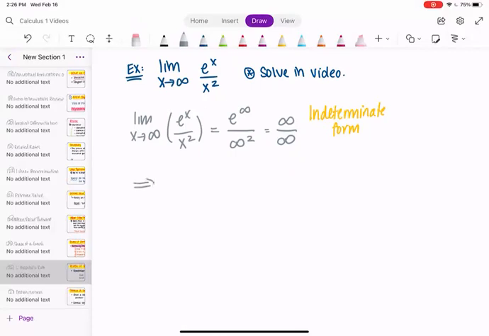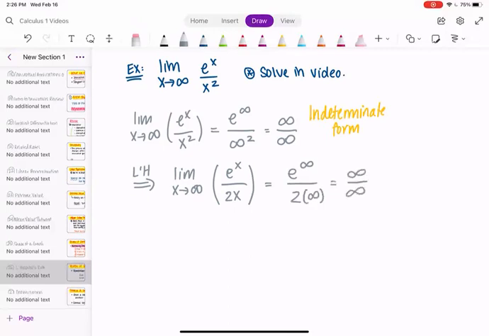So what I'm going to do is, by L'Hopital's rule, the limit as x approaches infinity. That doesn't change. And I'm going to take the derivative of it, right? e to the x stays e to the x, right? Because that's the rule for that. And then x squared becomes 2x. And then I'm going to reevaluate it again. That becomes e to the infinity over 2 times infinity, which still works out to infinity over infinity. So I still need to do it again.